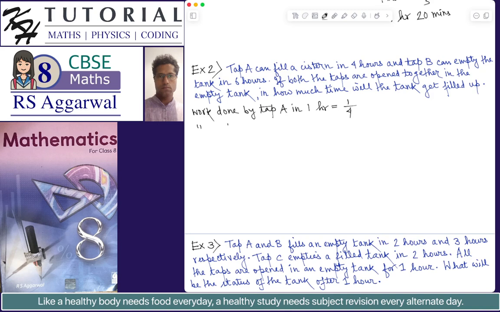Similarly, work done by tap B in 1 hour will be negative, minus 1 by 6, because the tap B is an outlet. It is emptying a tank, and it empties a completely filled tank in 6 hours. So the work done by tap B in 1 hour will be negative of 1 by 6. So now we need to find what is the net work done by the taps A and B in 1 hour.